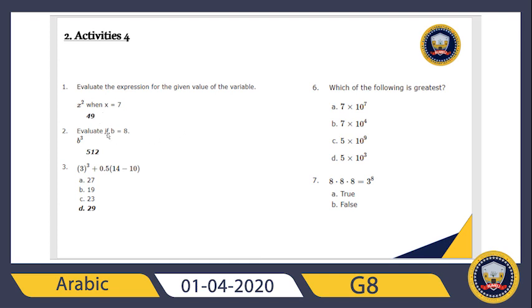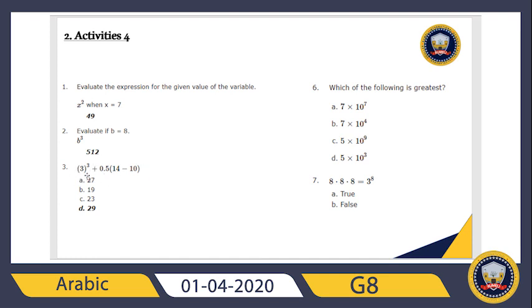Now evaluate if b equals 8. This is my expression. B is a variable. Now I will evaluate it for b equals 8. The same thing, I plug 8 here. 8 to the power of 3 is 8 times 8 times 8, which is 64 times 8, that is 512. You can check this by yourself. Very good.